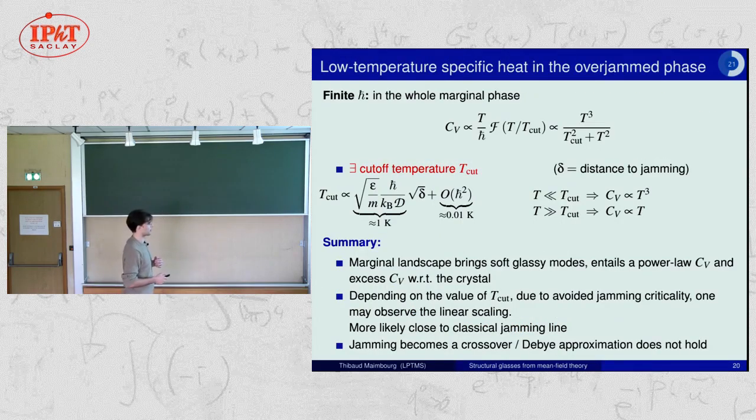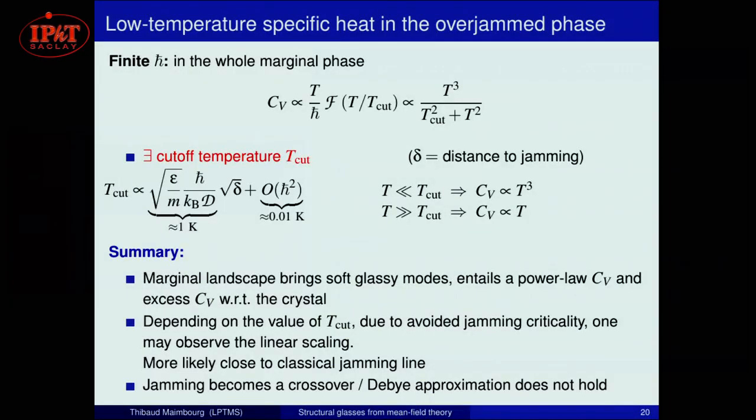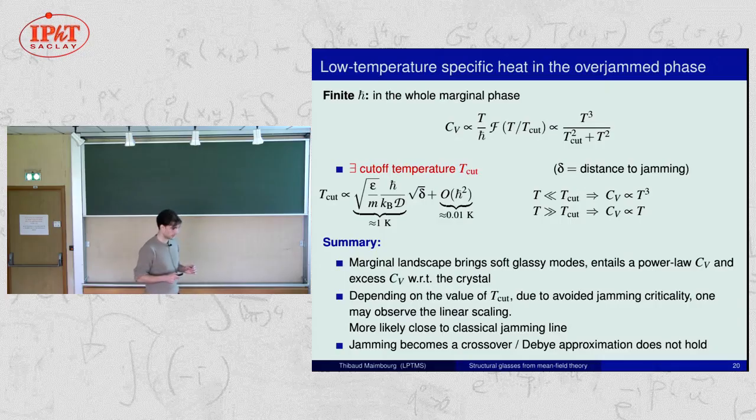Okay, so basically the lesson from that is that if you are in this marginal landscape, you have soft glassy modes in the system. This mode brings a power law contribution to the specific heat, which is in excess with respect to the crystal. And depending on the value of this cutoff temperature, you can observe either T cubed or T behavior. And of course, it's more likely if you are close to the classical jamming line.